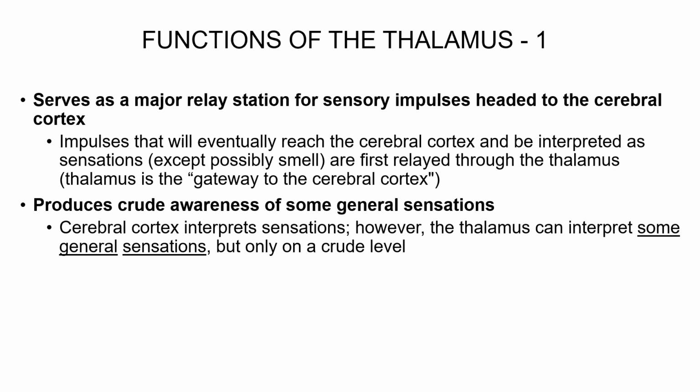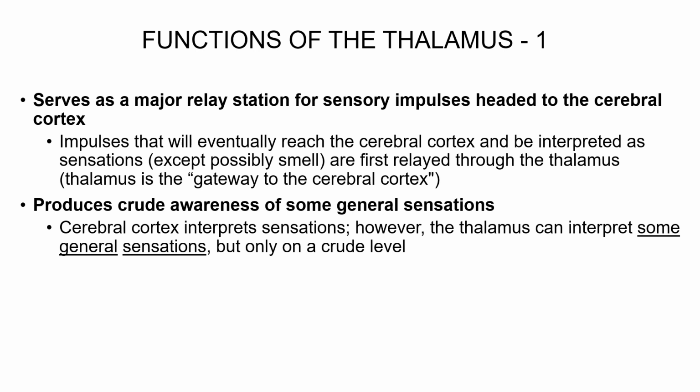So the top bullet point is basically what I just said, the major relay station or the major airport, right? Same thing, if you live in a suburb or a small town and you want to go to New York City, you've got to go to the major airport to fly to New York City. You're not going to fly out of your small town. And that's what the thalamus is. It's the major airport hub.